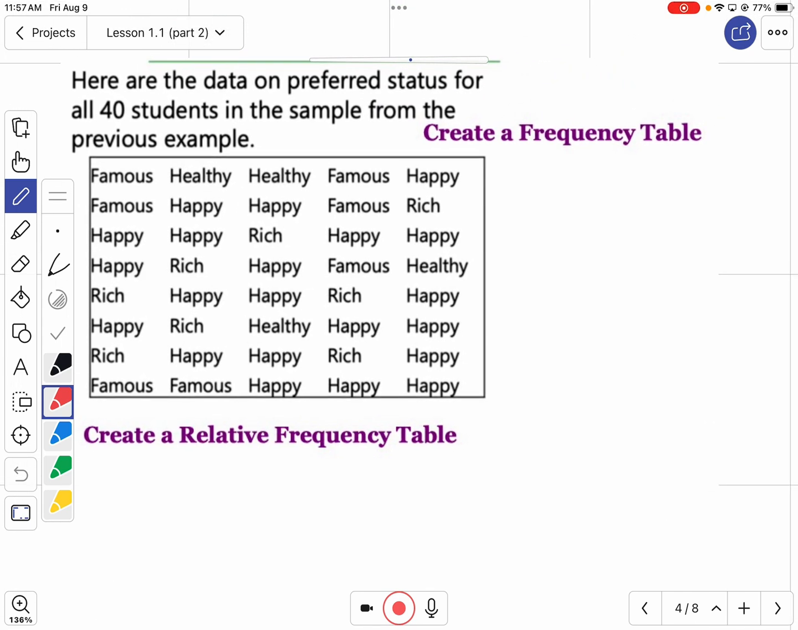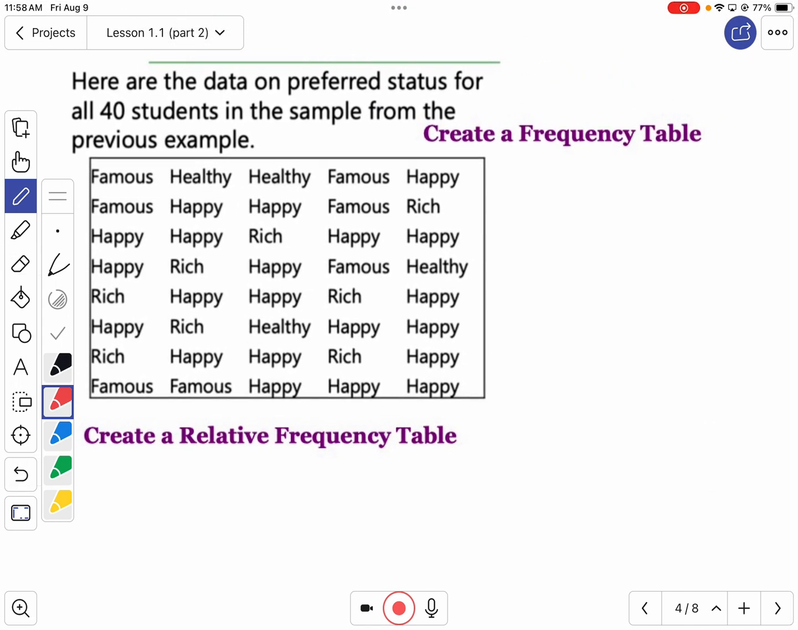We asked 40 students which thing they'd rather be, and here are their results. They could choose famous, they could choose happy, or they could choose rich, and they had to pick one. So the first thing we want to do is to create a frequency table.